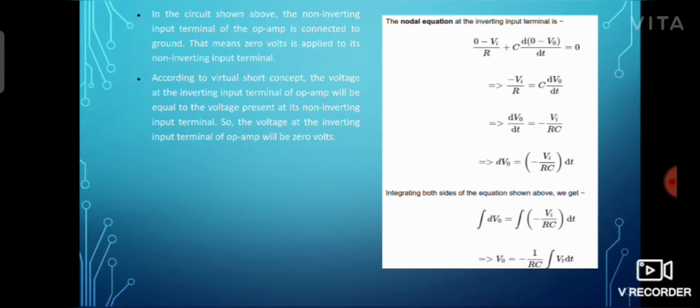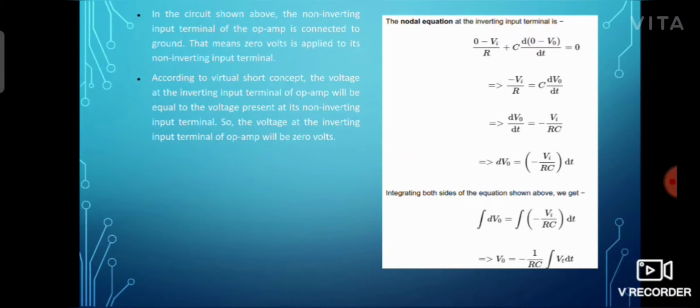In the circuit shown above, the non-inverting input of the op-amp is connected to the ground. That means 0 volts is applied to its non-inverting input terminal. As we have already seen in the last three topics, the voltage at the inverting input of the op-amp will be equal to the voltage present at its non-inverting input terminal. So the voltage at the inverting input of the op-amp will be 0 volts.